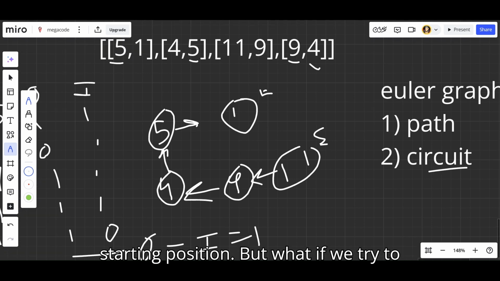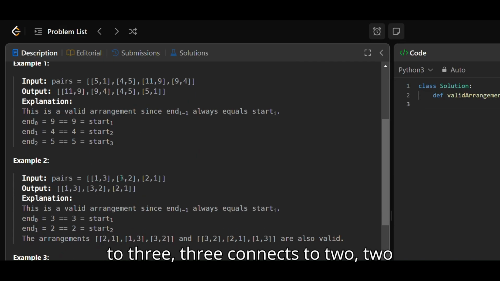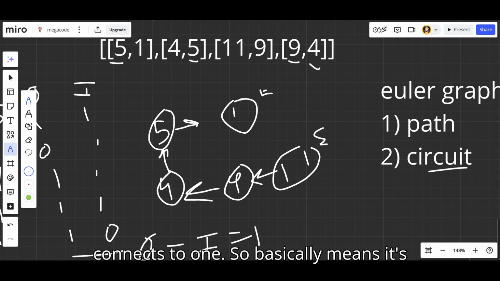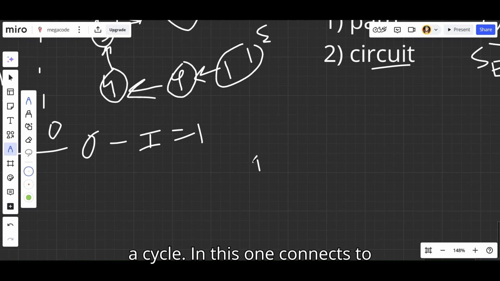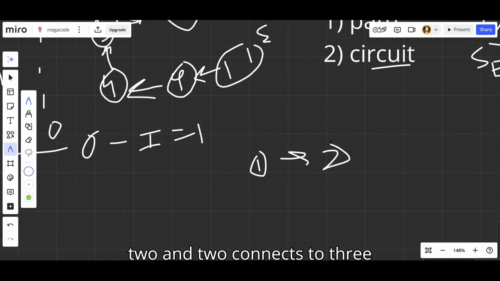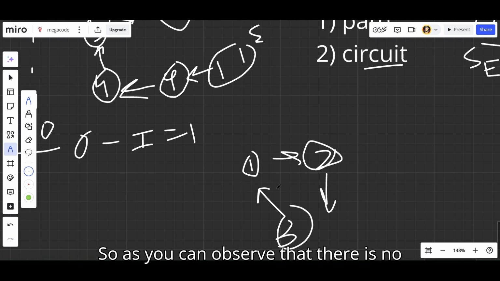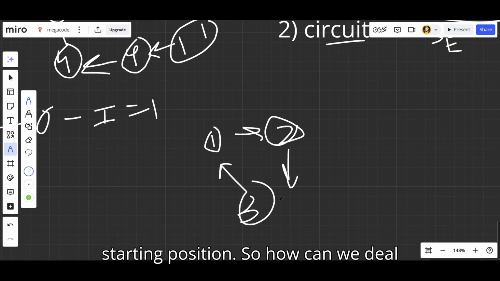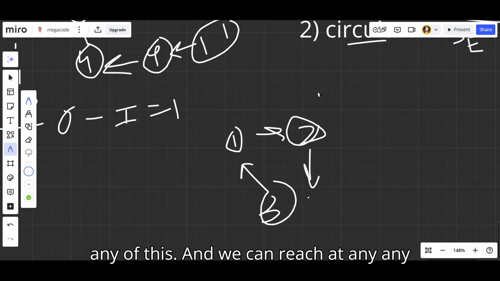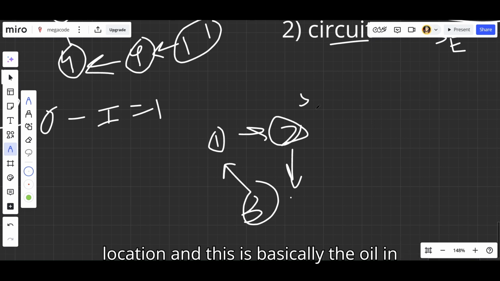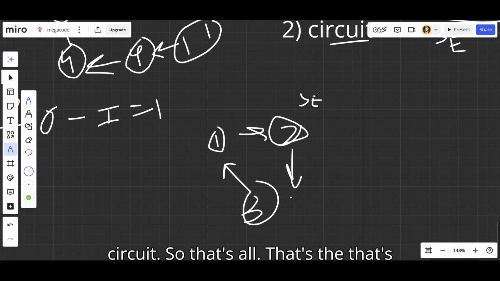But what if we pick this case 2, in which 1 connects to 3, 3 connects to 2, 2 connects to 1? So basically it's a cycle. In this, 1 connects to 2, 2 connects to 3, and 3 connects to 1. So as you can observe, there is no starting position. So how can we deal with this? In this case, we can pick any of these and reach any location, and this is basically the Euler circuit.